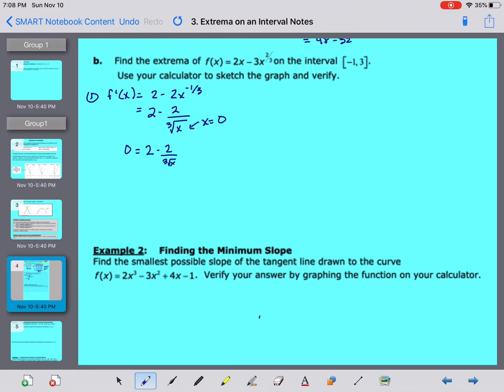So solving this, I'm going to move that fraction over the other side to make it positive. I'm just going to cross multiply really quickly. So 2 equals 2 cubed root of x, which means 1 equals the cubed root of x, which means if we cube both sides, x gives us 1. Okay. So I have a critical value of 1. I also have a critical value of 0, because 0 is where our derivative is undefined.